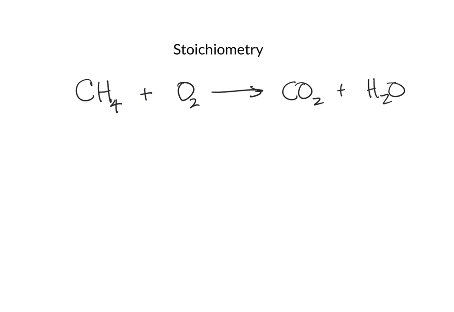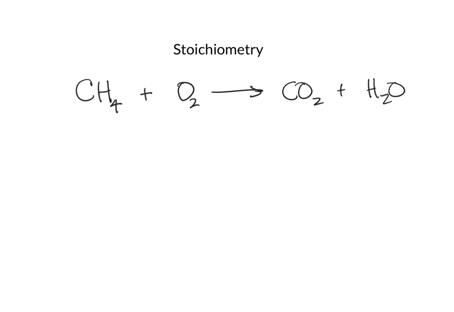Well, I have four hydrogens over here and I need four over here. So if I put a 2 in front of that, and we can only use what we call coefficients, that is numbers in front, to balance. Now I have 4 on the left and I have 4 on the right.